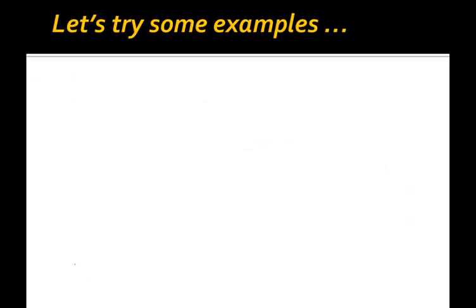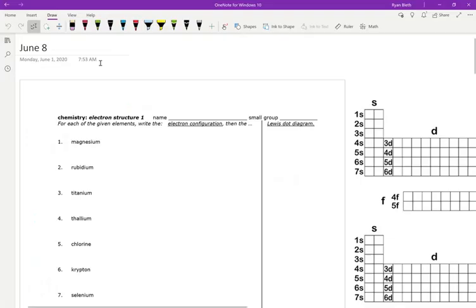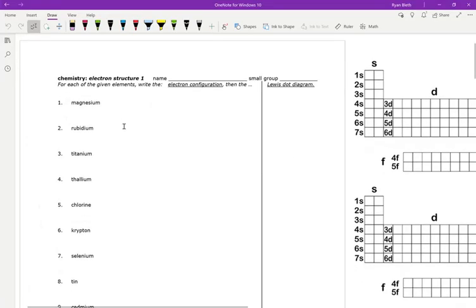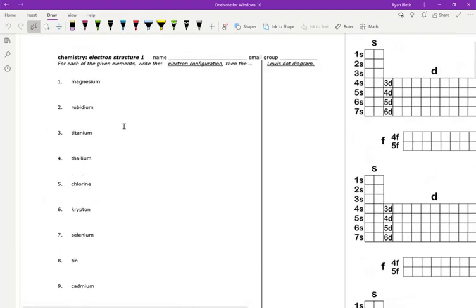Okay. Let's try some examples. Take a look at some examples here. And I'd like to work on some of the ones from your assignment. The assignment I'm talking about is this one, titled Electron Structure. I believe, at least as far as we're working with it this year, it's on page 64. You might find it on a different page if you're not watching this video at the time that I'm recording it, which is in 2020. But you should have this page of practice regardless of when you're doing it with the class.